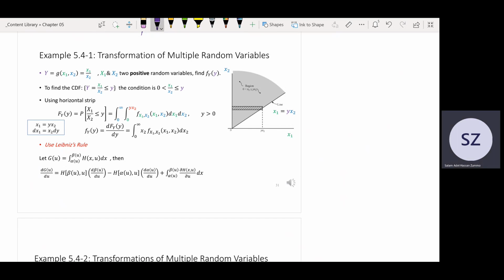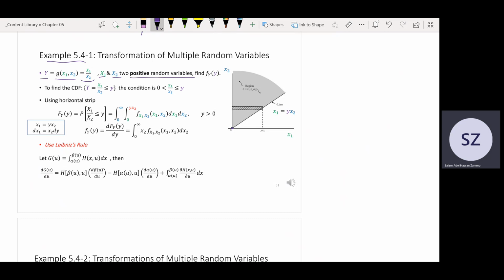So when we have two random variables, here is a specific example: y equals g of x1, x2, which is x1 divided by x2. And x1 and x2 are positive random values. What does positive mean? It means that they are not defined for negative numbers. Both of them are only defined for positive numbers, so x1 and x2 are always larger than 0.